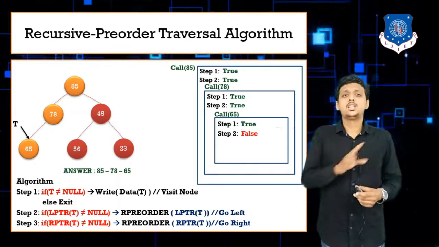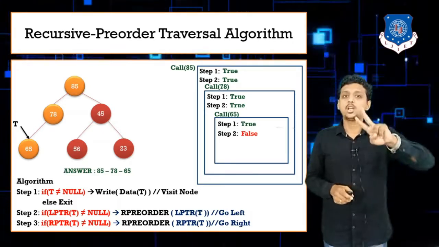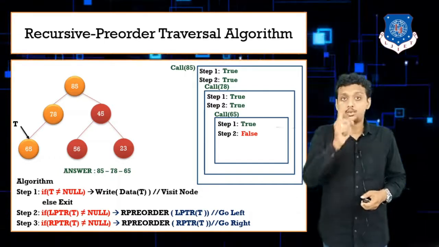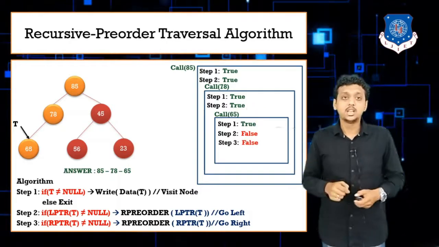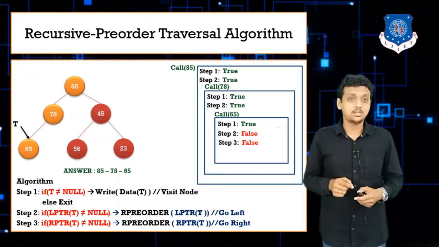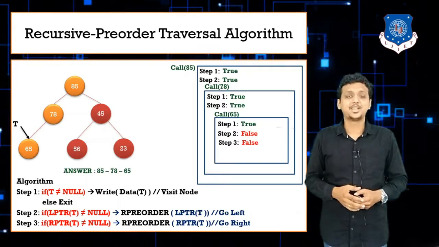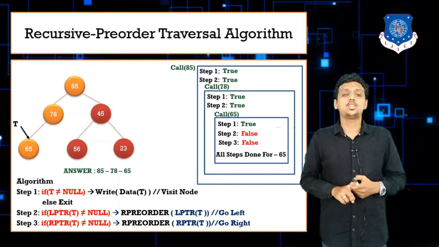So here there is no node on the left of 65. That means step number 2 becomes false. So you can directly switch towards step number 3 for 65. So for 65 I'm going to write down step number 3. Step number 3 is again false because there is no right node for 65. That means here all steps are completed for 65.